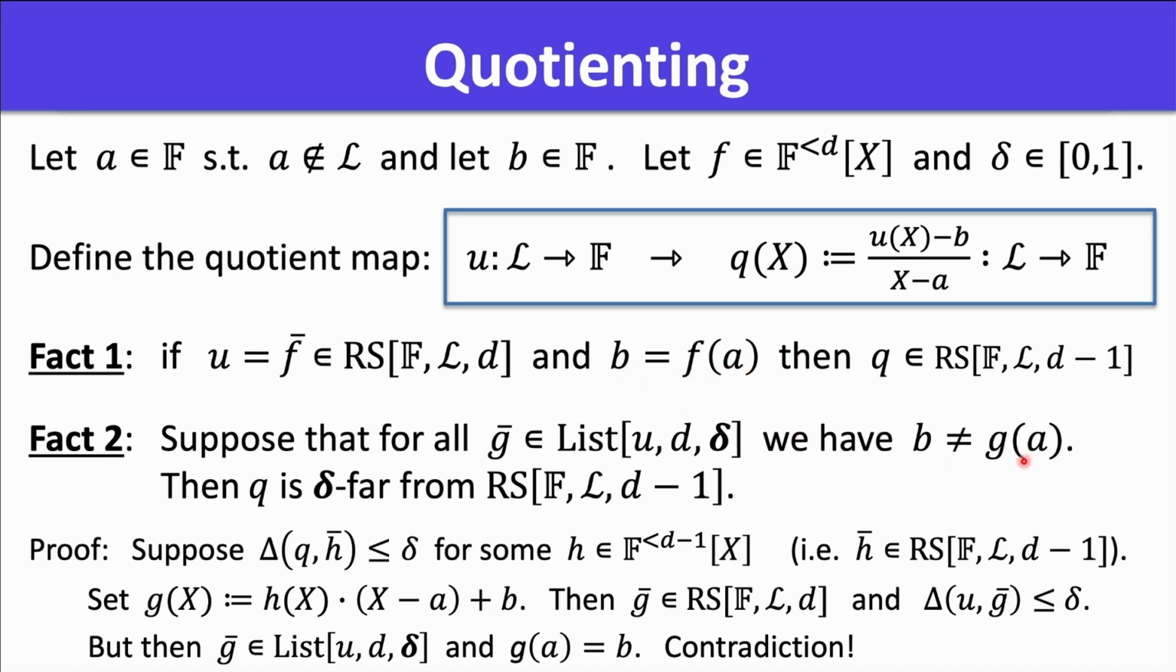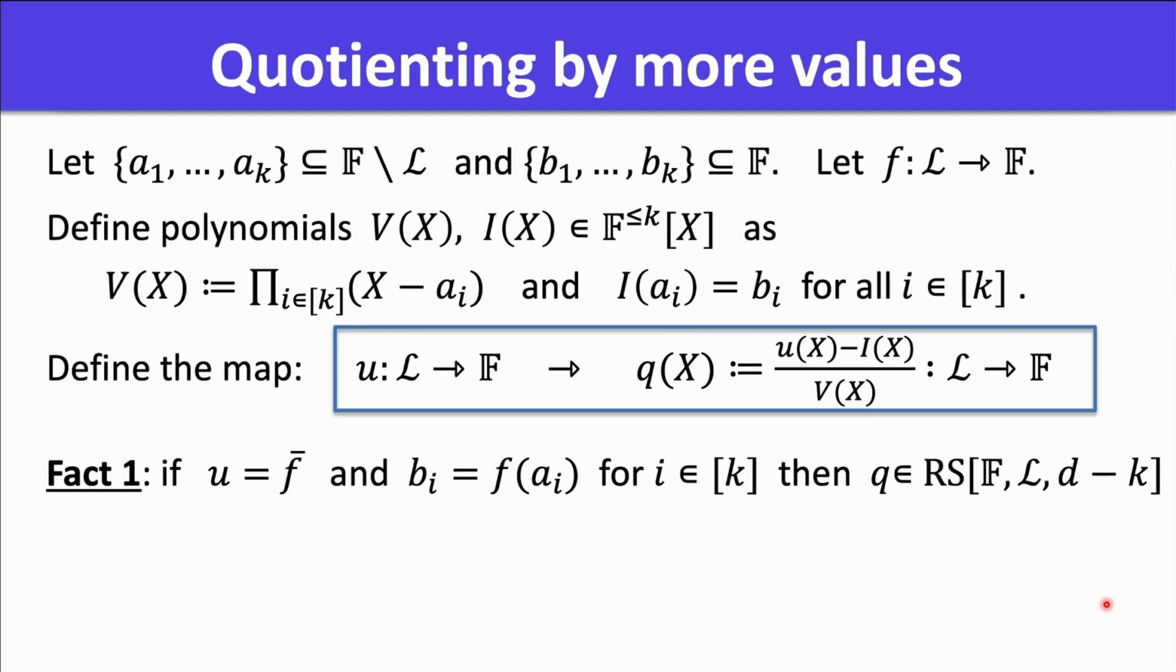If the evaluation is not correct, then we are going to be far from the code. So therefore, a Reed-Solomon IOPP will help us test whether b really is equal to f of a or not. Now, it turns out this actually generalizes, and we can quotient by a few more values if we wanted to.